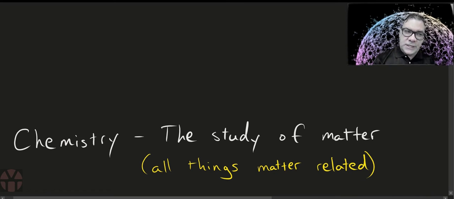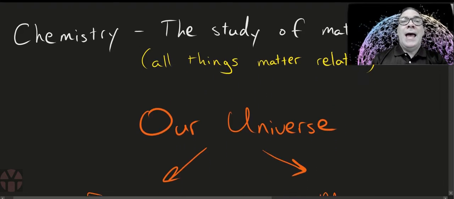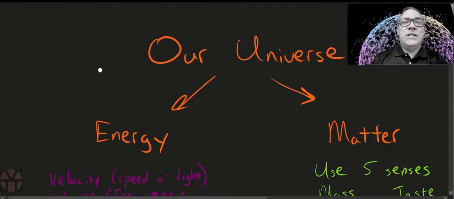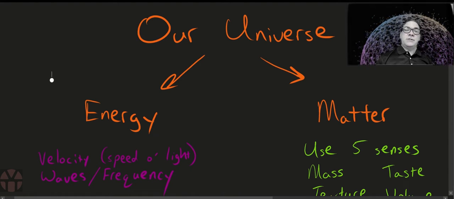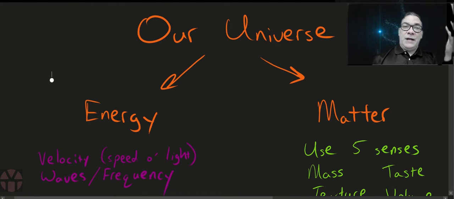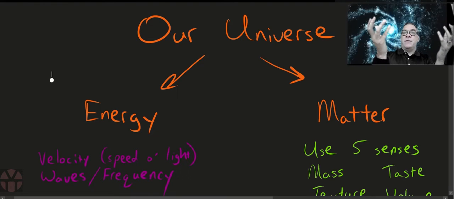Before we jump into that, what I want to do is talk a little bit about, as I mentioned earlier, our universe. Because you see, our universe can actually be broken up into two distinctive parts. We can say that our universe is made up of energy, and energy is over here, and our universe is made up of matter, right?